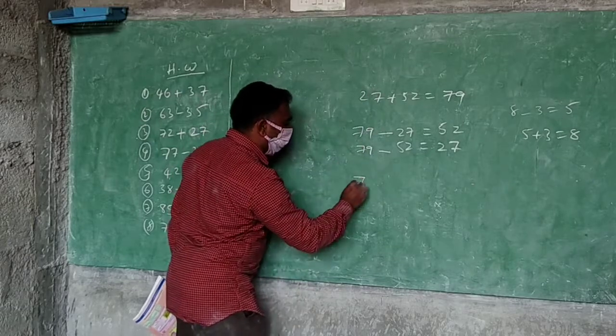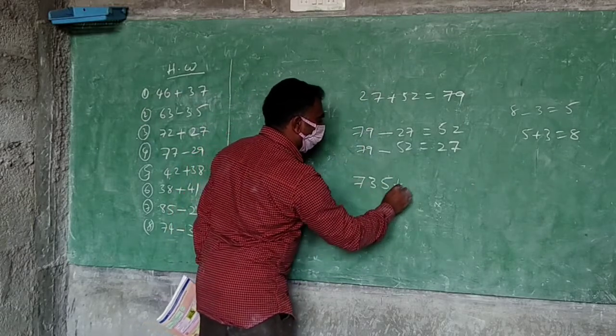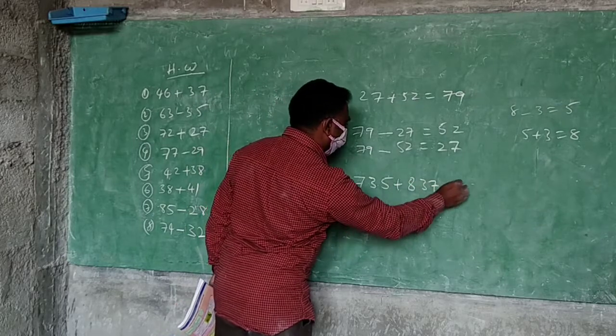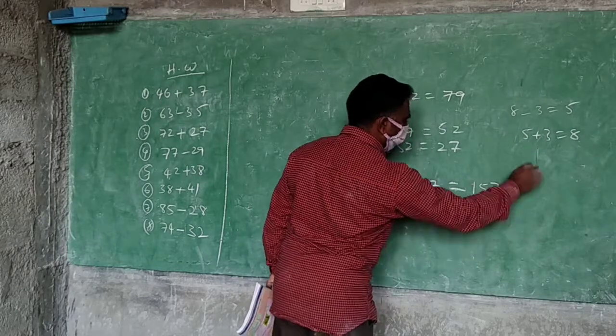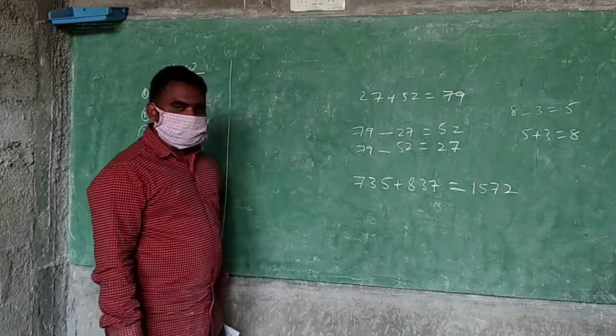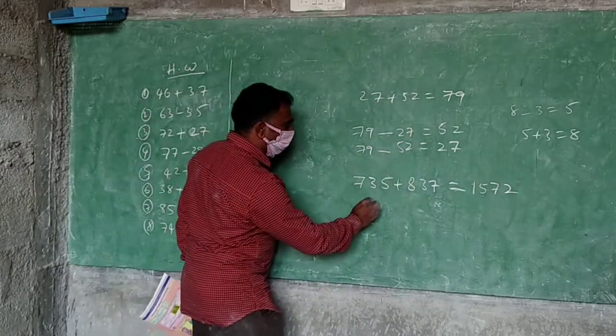You see here I am giving this. 735 plus 837 is equal to 1572. From this, I am asking one question to you. You try to answer it.